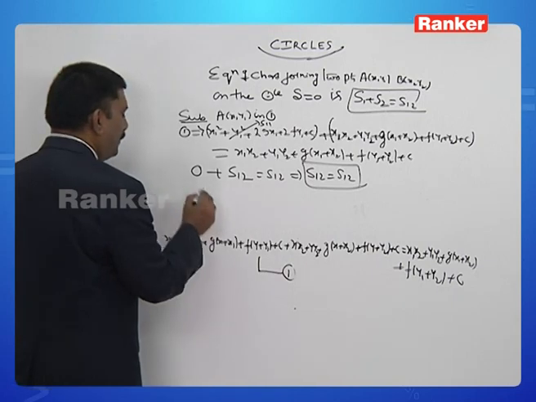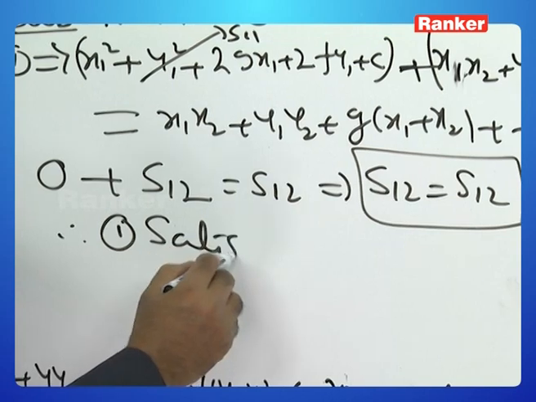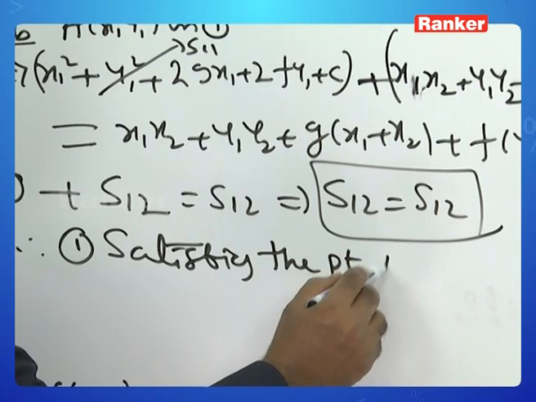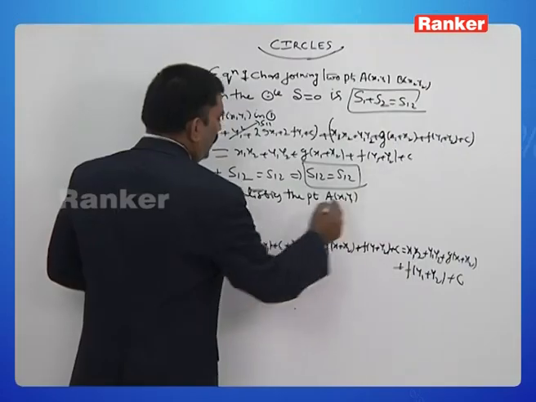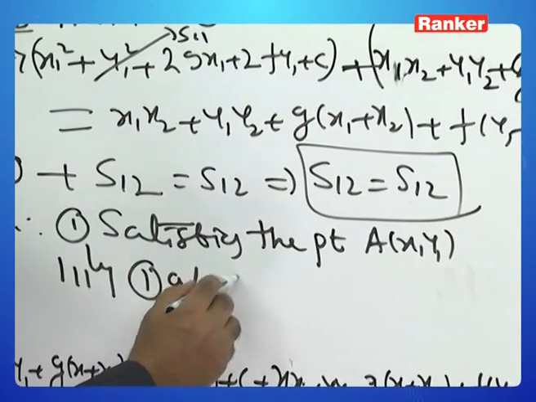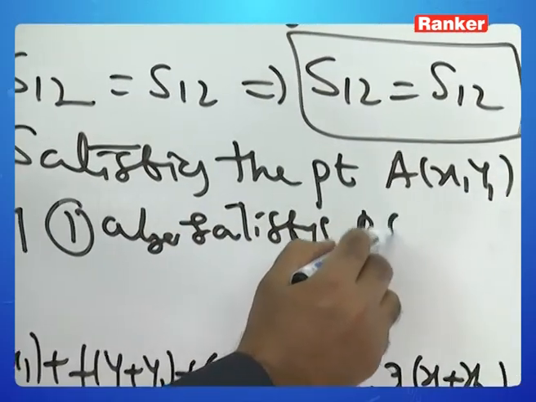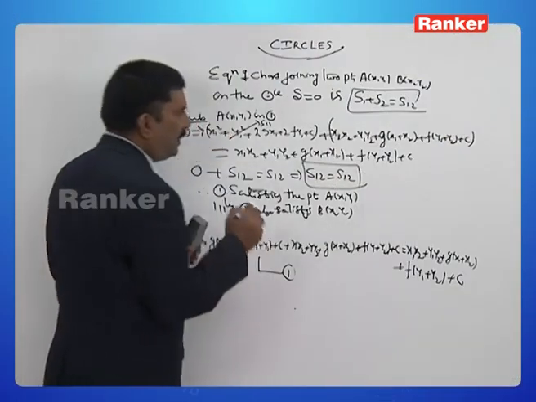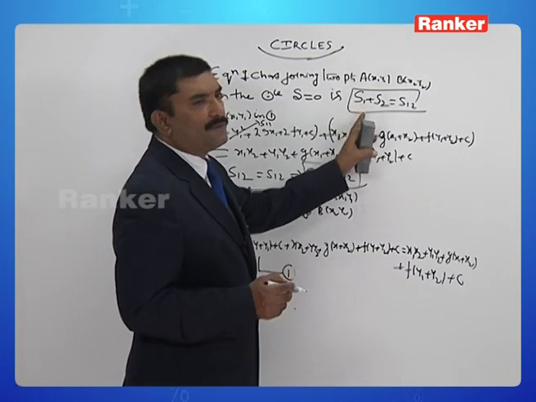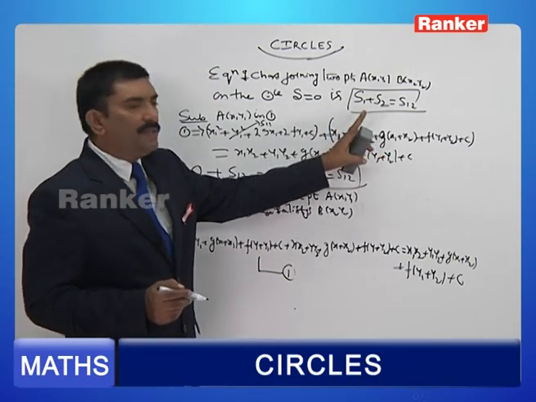So equation 1 satisfies the point A of x1 comma y1. Similarly, 1 also satisfies B of x2 comma y2. Hence, the equation of the chord joining x1, y1, x2, y2 is defined as S1 plus S2 is equal to S12.